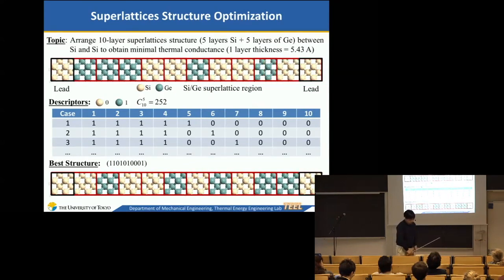And we did similar stuff for superlattices. And in this case, you have layers. You have 10 layers in this case, and you can put 5 germanium here and 5 silicon here. And we use the same descriptors. And the best structure for minimum thermal conductivity is something like this, like 1101010001. So this is also very complex and aperiodic.